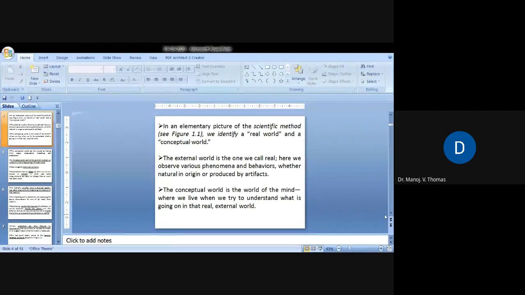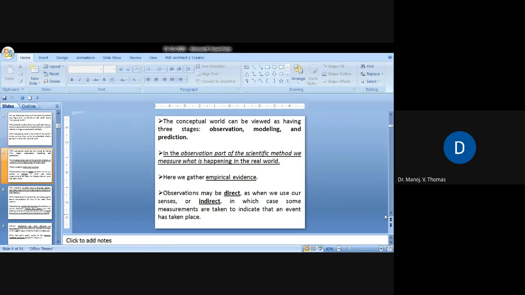So in the elementary picture, we identify a real world and a conceptual world. The external world is the one we call real. And here we observe various phenomena and behaviors, whether natural in origin or produced by artifacts. The conceptual world is a world of the mind, where we live and we try to understand what is going on in that real external world.